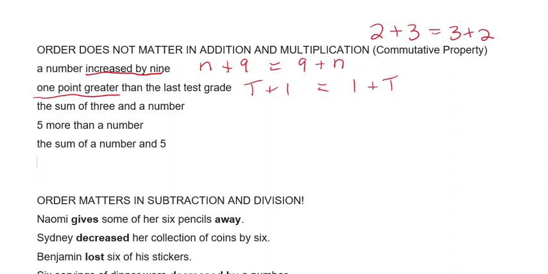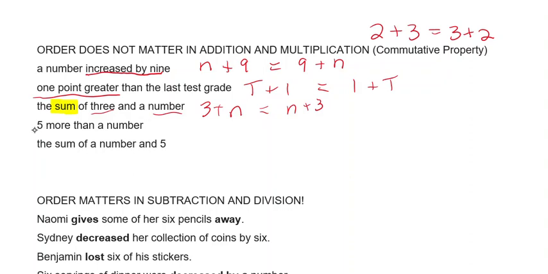The word sum represents the answer to an addition problem. So as soon as we see the word sum, we know we're adding, and we're adding in the order in which we see it, 3 and a number, 3 plus a number. But it's okay if you turn it around and say a number plus 3, because order doesn't matter when you're adding. When you add in a different order, you get the same answer.